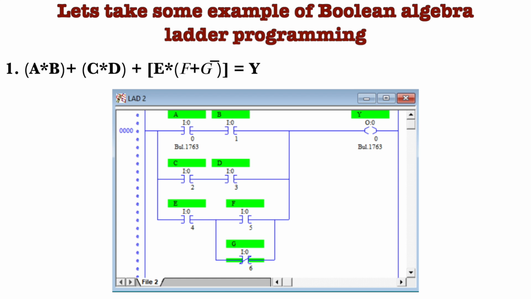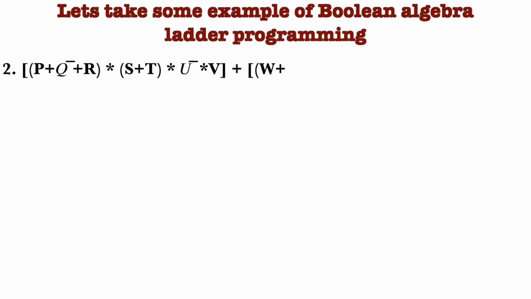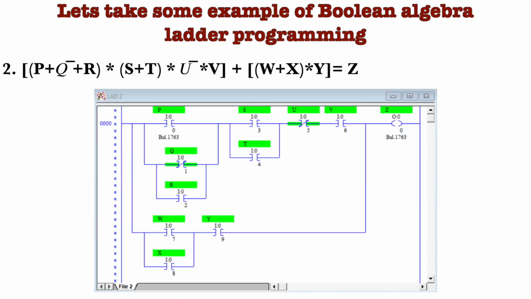Okay, clear. So next is the Boolean expression. P plus Q bar plus R, multiplied with S plus T, multiplied by U bar multiplied by V, this is the one function, then plus W plus X into Y. So now break it into forms. First we will design in the brackets.